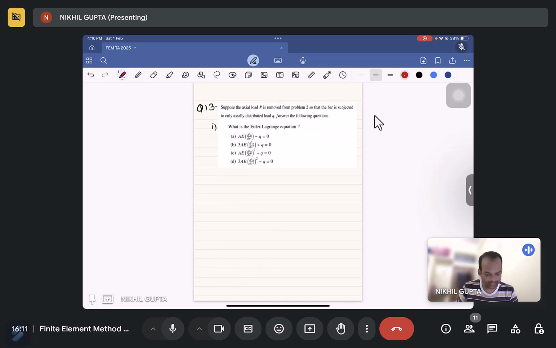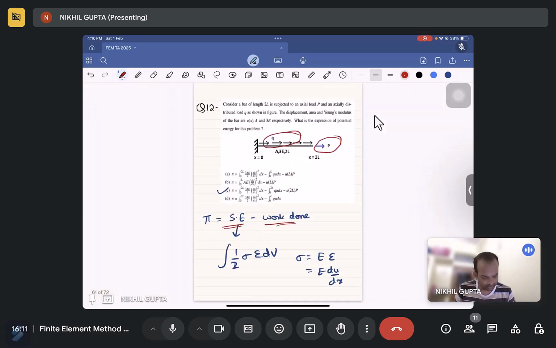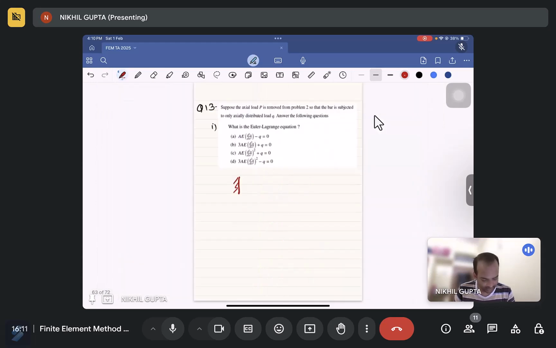Suppose the axial load P is removed from problem 2 so that the bar is subjected only to the axial distributed load now. So how was the problem? Like this. And he's saying that the external force is removed. Only this is left. Answer the following question. First, you have to find the Euler-Lagrange equation. So this is q. So the Euler-Lagrange equation you have to find.